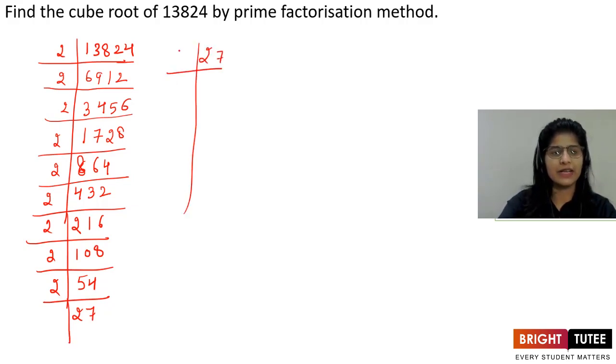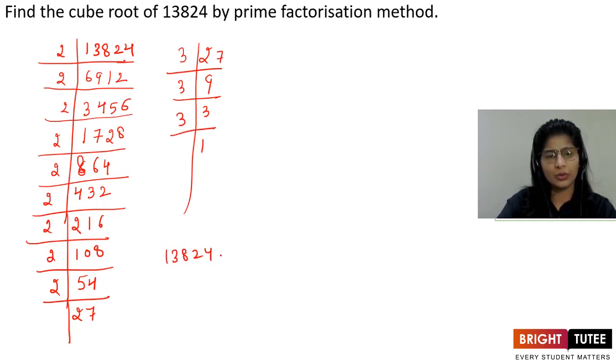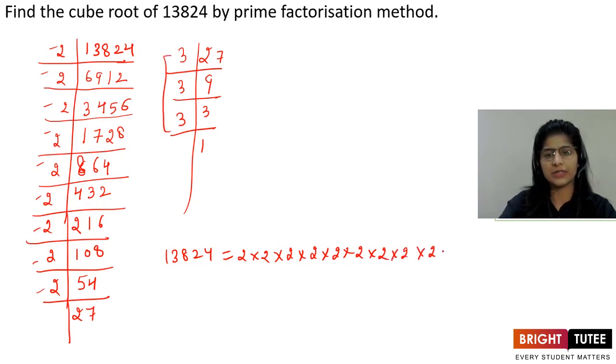So with 27 we will get 3, 3 9s are 27, 3 3s are 9, 3 1s. So we can write 13,824 as, how many times 2 do we have? 1 2 3 4 5 6 7 8 9 times. So let us write that. And how many times do we have 3? 3 times. 3 cross 3 cross 3.